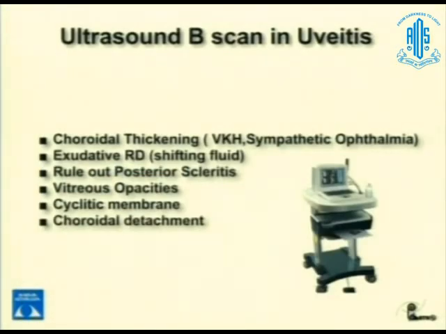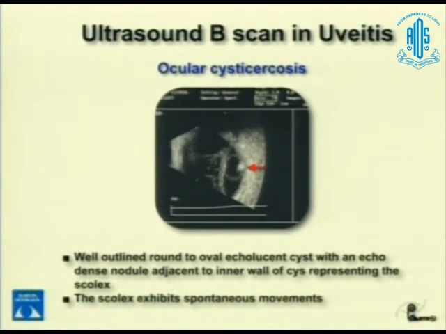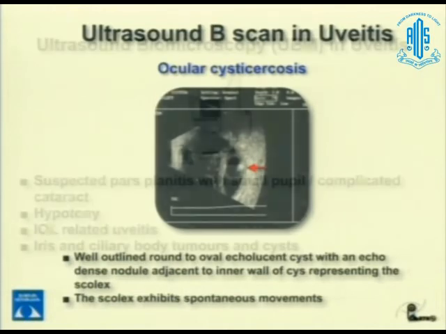Ultrasound B-scan in uveitis can be very important, especially in cases of posterior scleritis, where it shows diffuse thickening of the posterior coat. Also in cysticercosis, where in kinetic ultrasonography you can see the spontaneous movement of the scolex of the cyst.